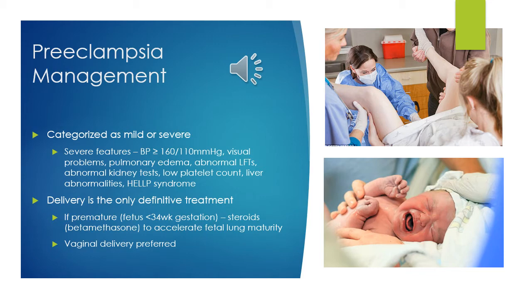And those severe features include a blood pressure greater than or equal to 160 over 110 on two separate occasions at least 4 hours apart, visual disturbances, pulmonary edema or new shortness of breath, abnormal liver function tests possibly associated with mid or right epigastric pain, abnormal kidney tests, low platelet count, liver abnormalities based on lab tests, and HELLP Syndrome, which we'll discuss later.